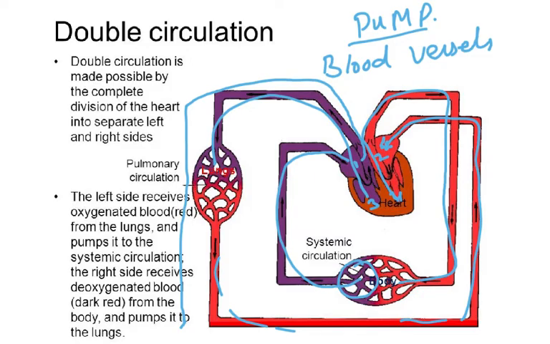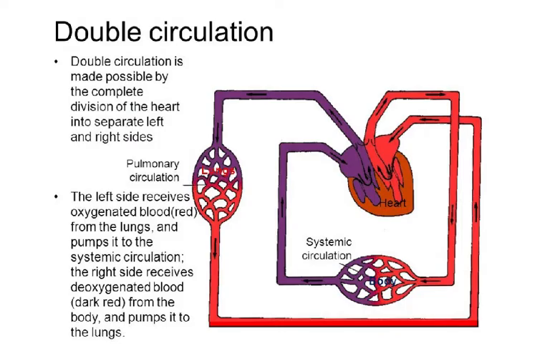So the double circulation is made possible by the complete division of the heart into separate left and right sides. Basically, the wall divides the heart into right and left sides, and the left side receives oxygenated blood from the lungs and pumps it to the systemic circulation. So this is called the systemic system.